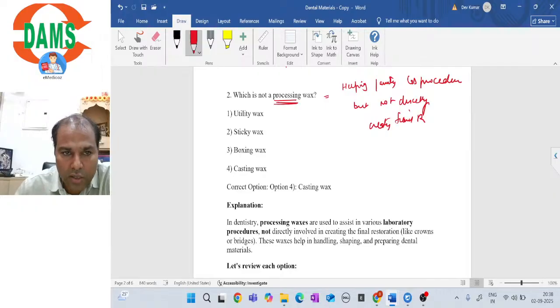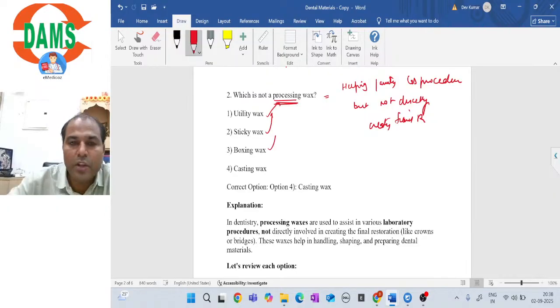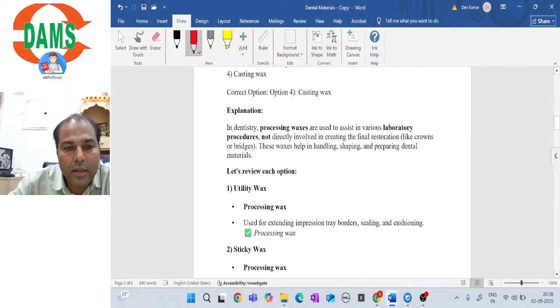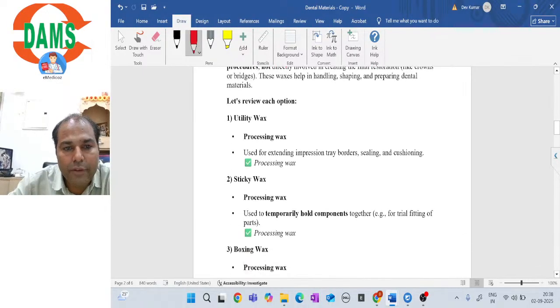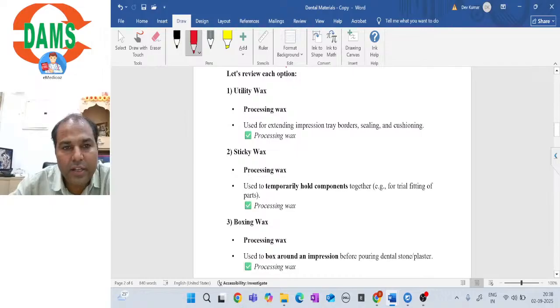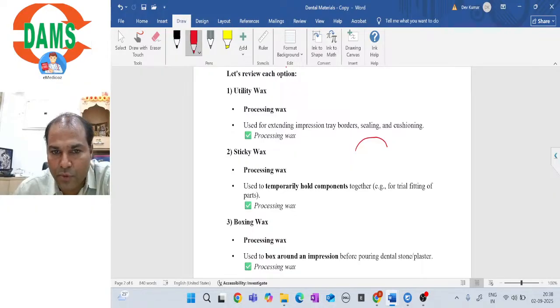So which is not a processing wax? Your utility wax is a processing wax, your sticky wax is a processing wax, your boxing wax is a processing wax. Processing wax is mainly for extension of the tray borders, for sealing, for cushioning. It is not related to the final processes, absolutely not.